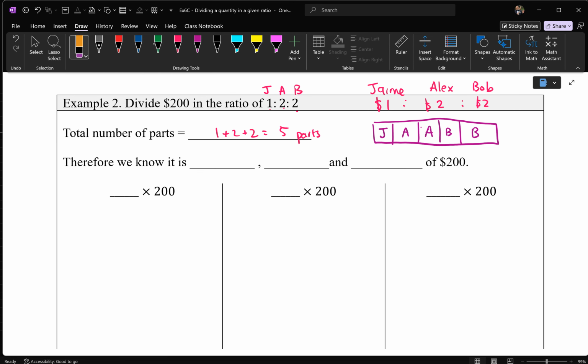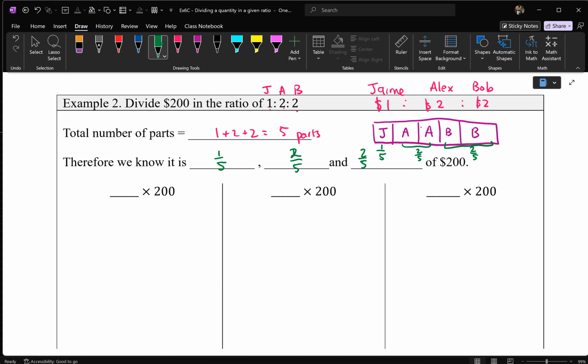Now, that means in terms of a fraction, out of 5, Jamie only contributed 1 out of 5 of the total amount. And Alex contributed 2 out of 5 of the total amount, whilst Bob contributed 2 out of 5 of the total amount. So that means when we write it as a fraction, we can say that for Jamie, it was 1/5. For Alex, it was 2/5. And then for Bob, that was also 2/5 as well.